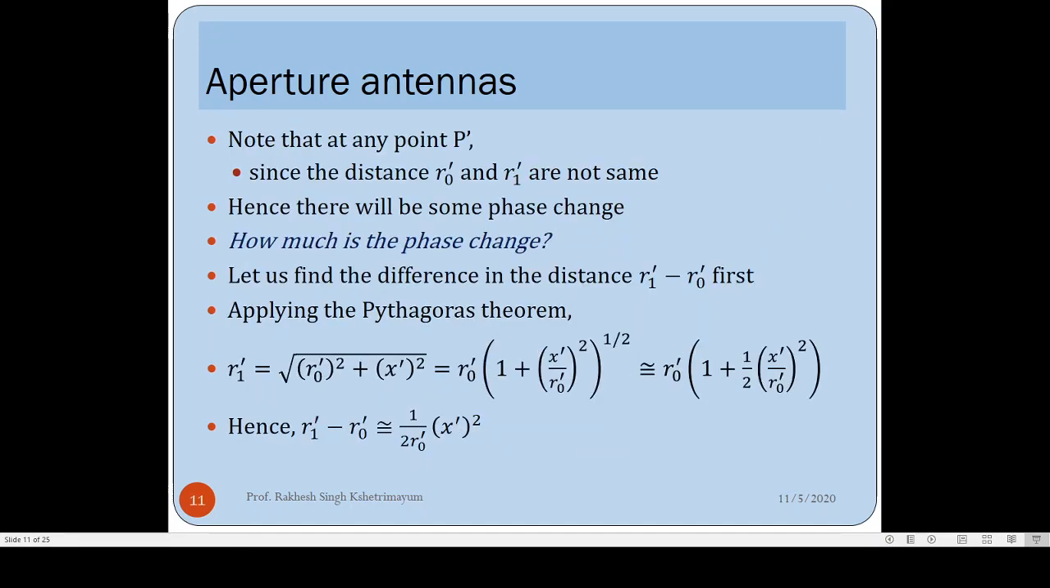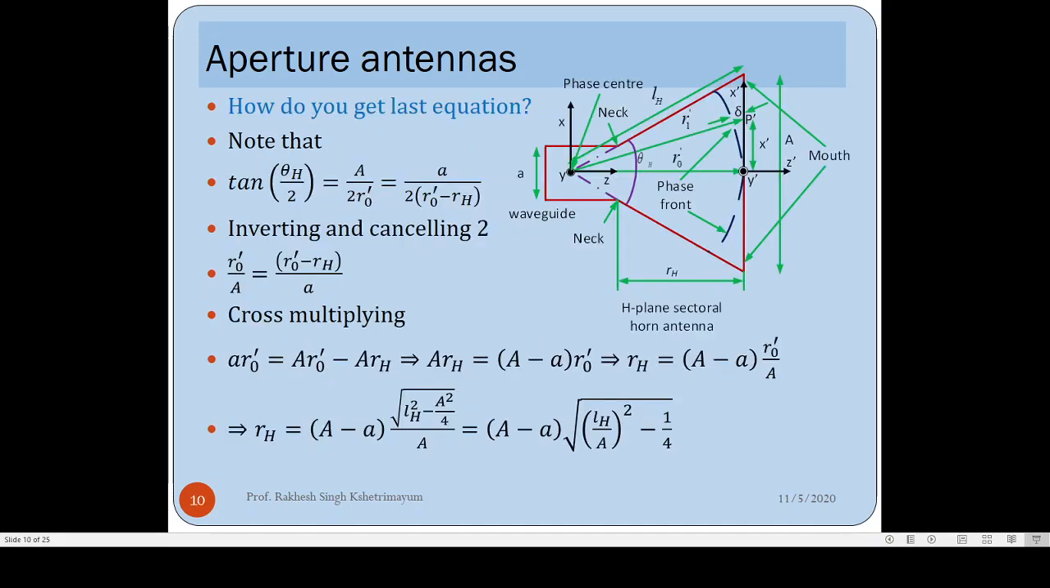Okay, so we are interested in finding the field pattern of the horn antennas. As usual, we need to know the field pattern of any kind of antennas. So for this horn antenna also, we want to find the field patterns. So in order to find the field patterns, we need to find out how much is the phase change. How much is the phase change from going from here to here?